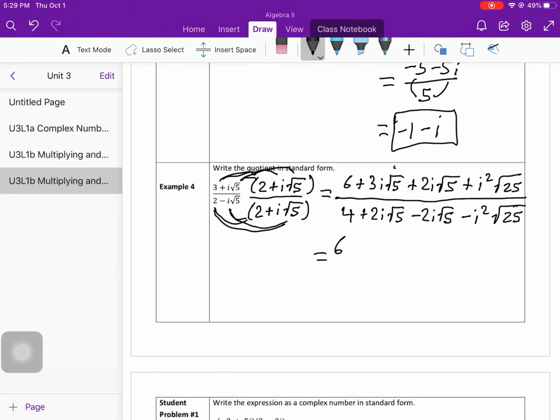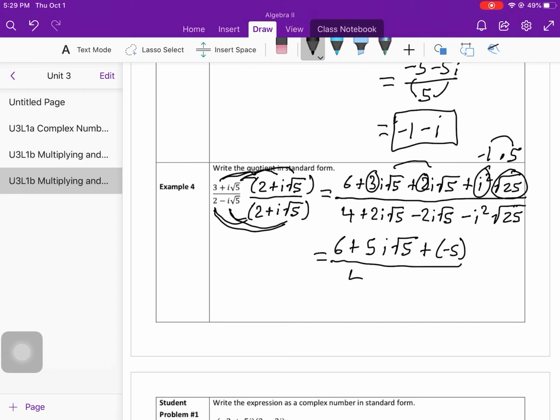So 6 stays the same. These two are technically like terms, so we can actually add them. So it's 5i square root of 5. Just add the 3 and the 2. Basically, that's all that changes. Plus, now this part's a little bit weird. So i squared we know is negative 1. The square root of 25 is a nice number. It's just 5. So when you multiply these two together, we get negative 5.